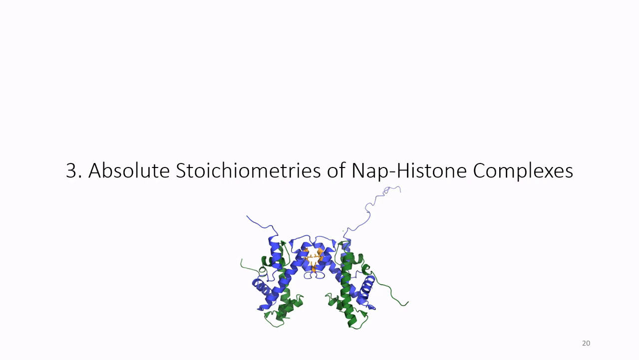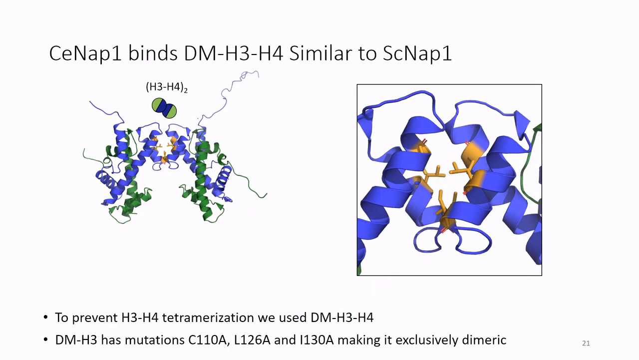To understand the absolute stoichiometry of the Nap1 histone complex, especially the Nap1 H3H4 complex, we mutate the tetramerizing interface of H3H4 and test our hypothesis and study its effect on the Nap1 histone complex oligomerization. We saw that Nap1 binds to H3H4 and forms higher order oligomers of stoichiometries ranging from 4-to-2 to 4-to-6 Nap1 H3H4 complexes.